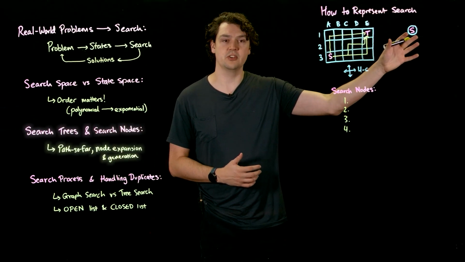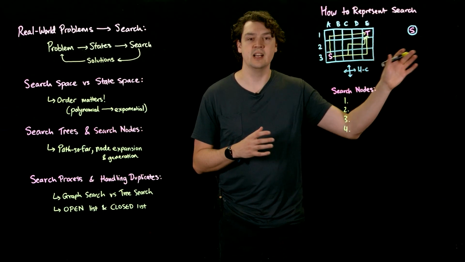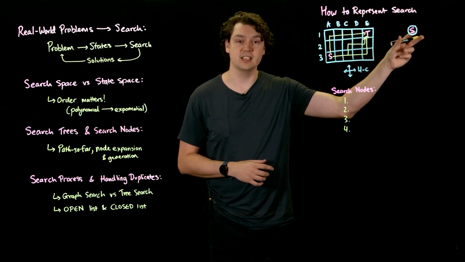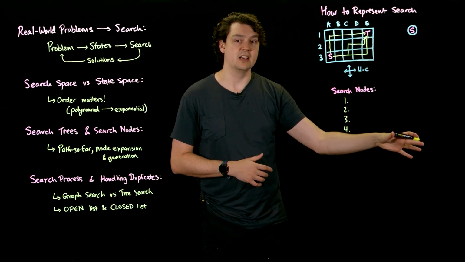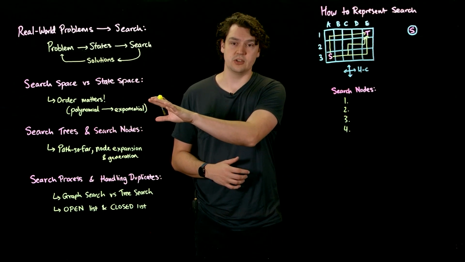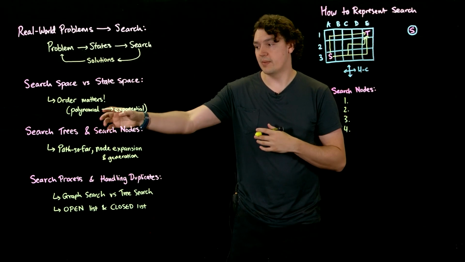So we're going to be searching over a node-based representation. We're going to be building a tree, starting from our start location S and trying to reach the target T. This is where the search space versus the state space argument comes into play. Order matters, I've just said this.